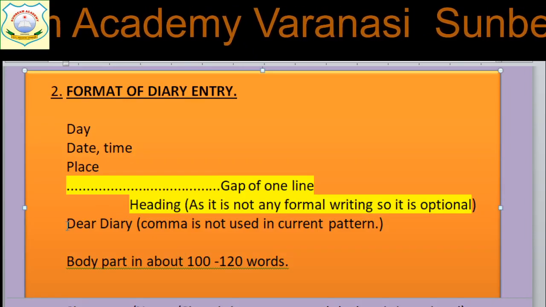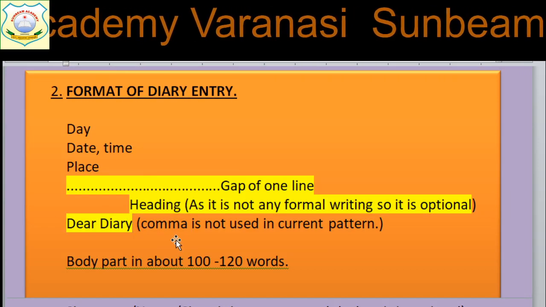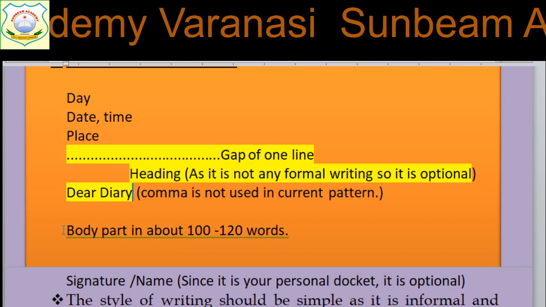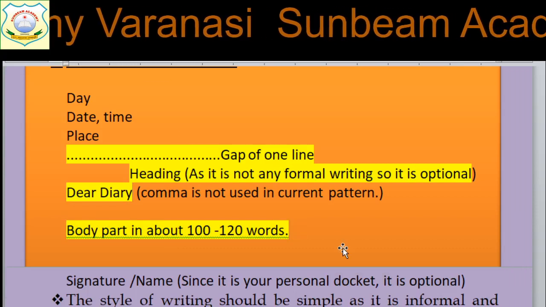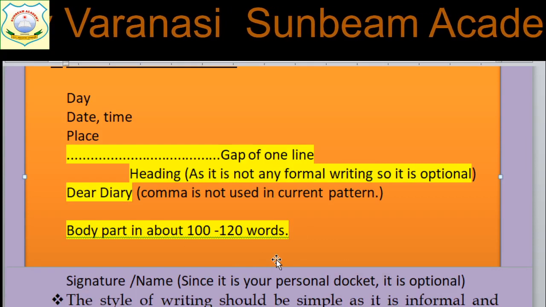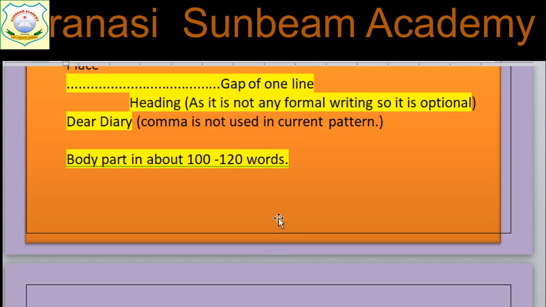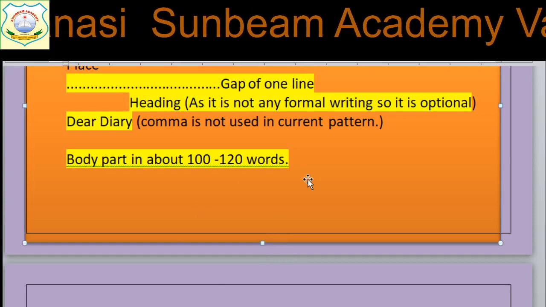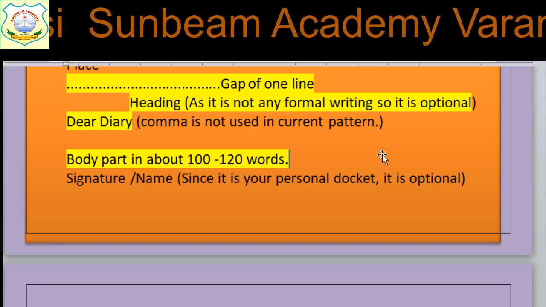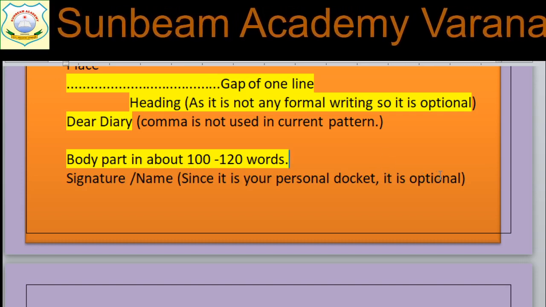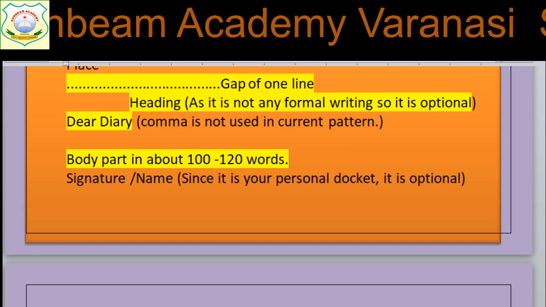Another is diary entry. You will write the diary entry without putting any comma, and then you will write the body part. Okay, body part means the paragraphs. Once you write the paragraph, you may end the diary entry with your signature.